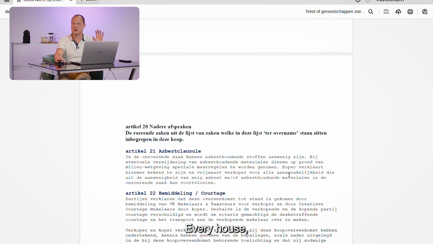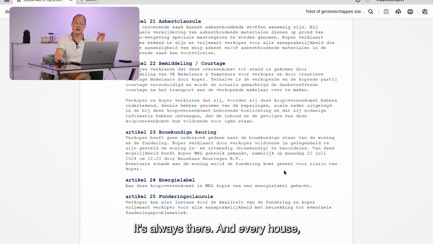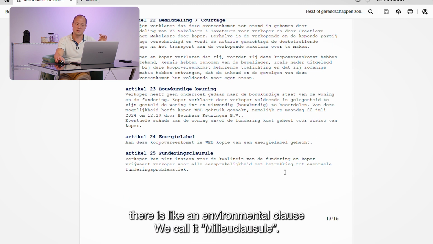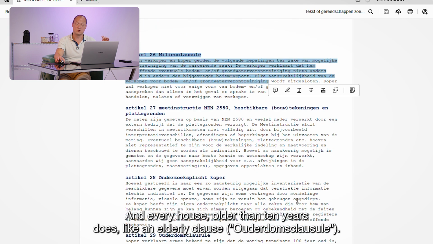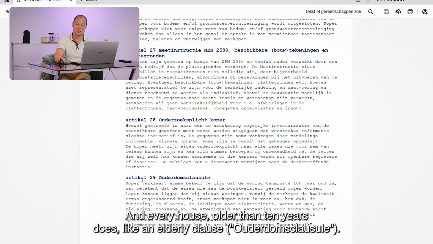Every house that's older than 2005, there's an asbestos clause. Don't make trouble about it. It's just there. It's always there. And every house has an environmental clause. We call it milieuclausule. And every house older than 10 years has an elderly clause.